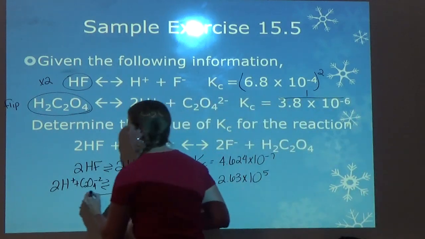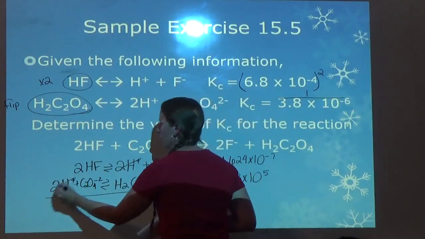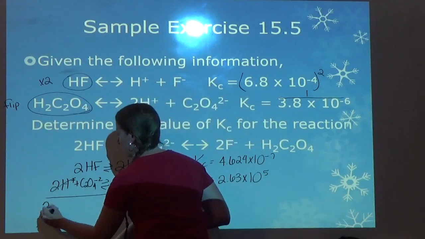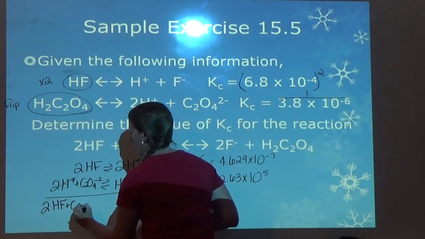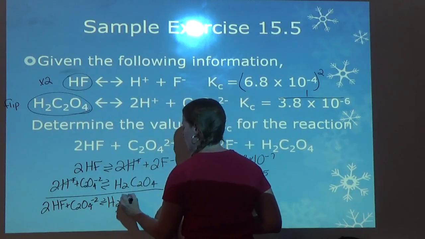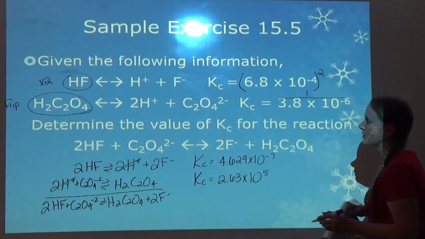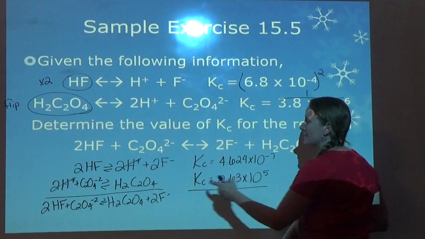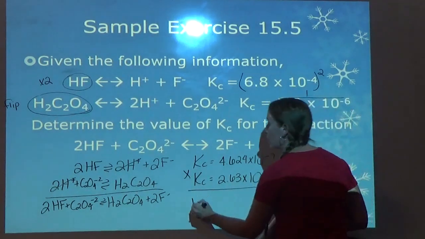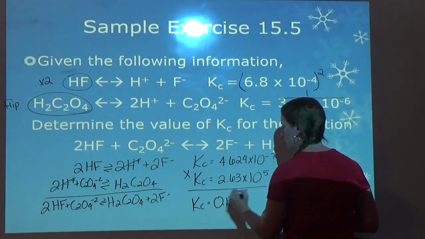And then I'm ready to add up. Remember, opposite sides, the same thing will cancel. So the 2H plus will cancel. And that's it. I write what I have left. So I have 2HF and C2O4 2 minus on this side, and on this side, I have H2C2O4 and I have 2F minus. That's the reaction that I want. So here, instead of adding the K values, I multiply the K values. I want the product. Once I multiply, I got 0.122.